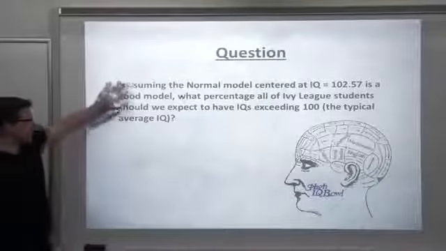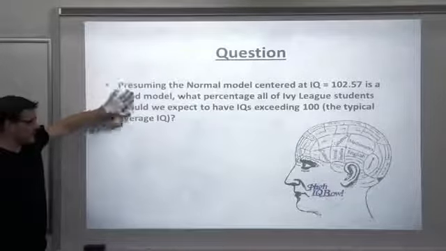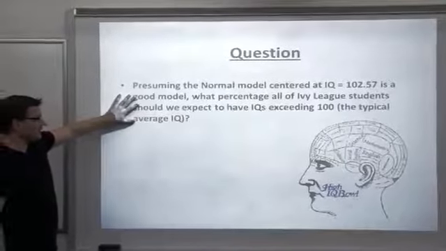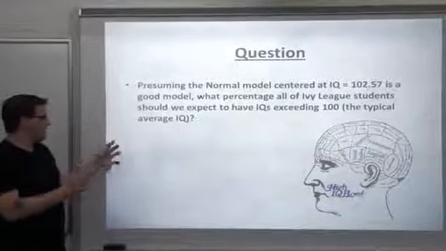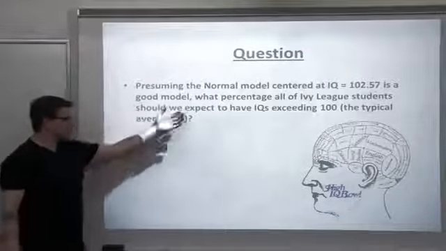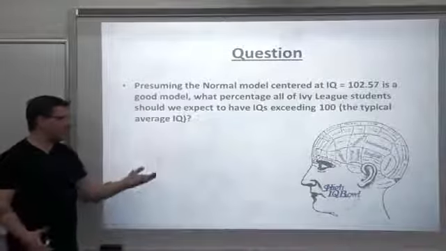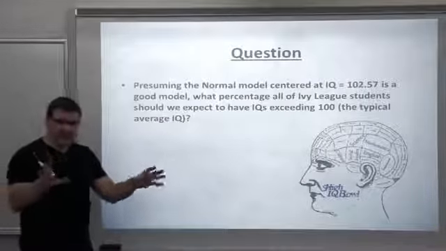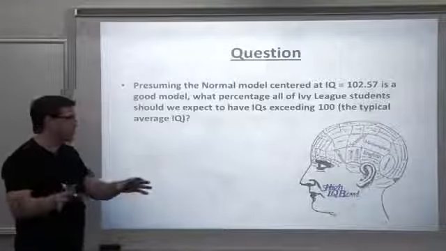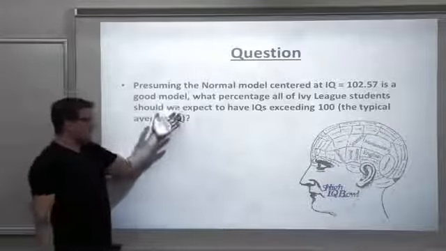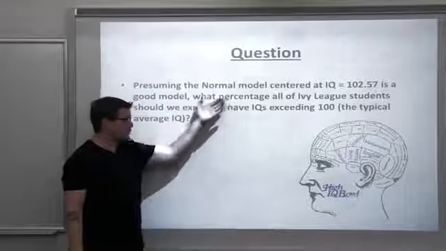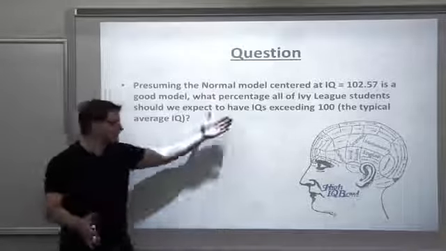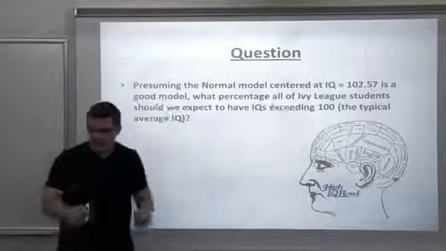Question 1, presuming that the normal model, the one centered at 102.57, is a good model, what percentage of all Ivy League students should we expect to have an IQ exceeding 100? So let's repeat that so we understand. We're going to pick that model centered at 102.57, and I'd like to answer this question. What percentage of all Ivy Leaguers would we expect to have above average IQs? And the average is 100 for the general population.